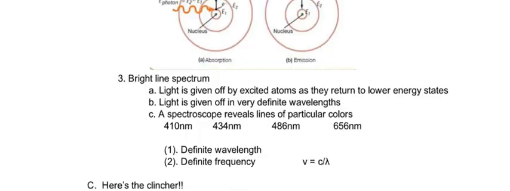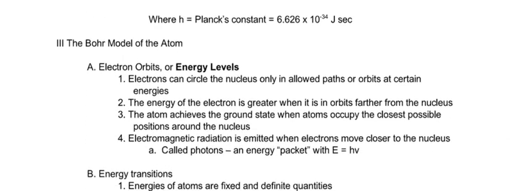Okay, so let me scroll back down to him. So these electron orbits are the energy levels. They can circle the nucleus in only allowed paths or orbits at certain energies. The energy of the electron is greater when it's further from the nucleus. The atom achieves the ground state when the electron occupies the closest possible position around the nucleus. Hopefully that makes sense. And the electromagnetic radiation that is emitted when electrons move closer to the nucleus is called photons. That is the energy that is released when the electron goes back down.